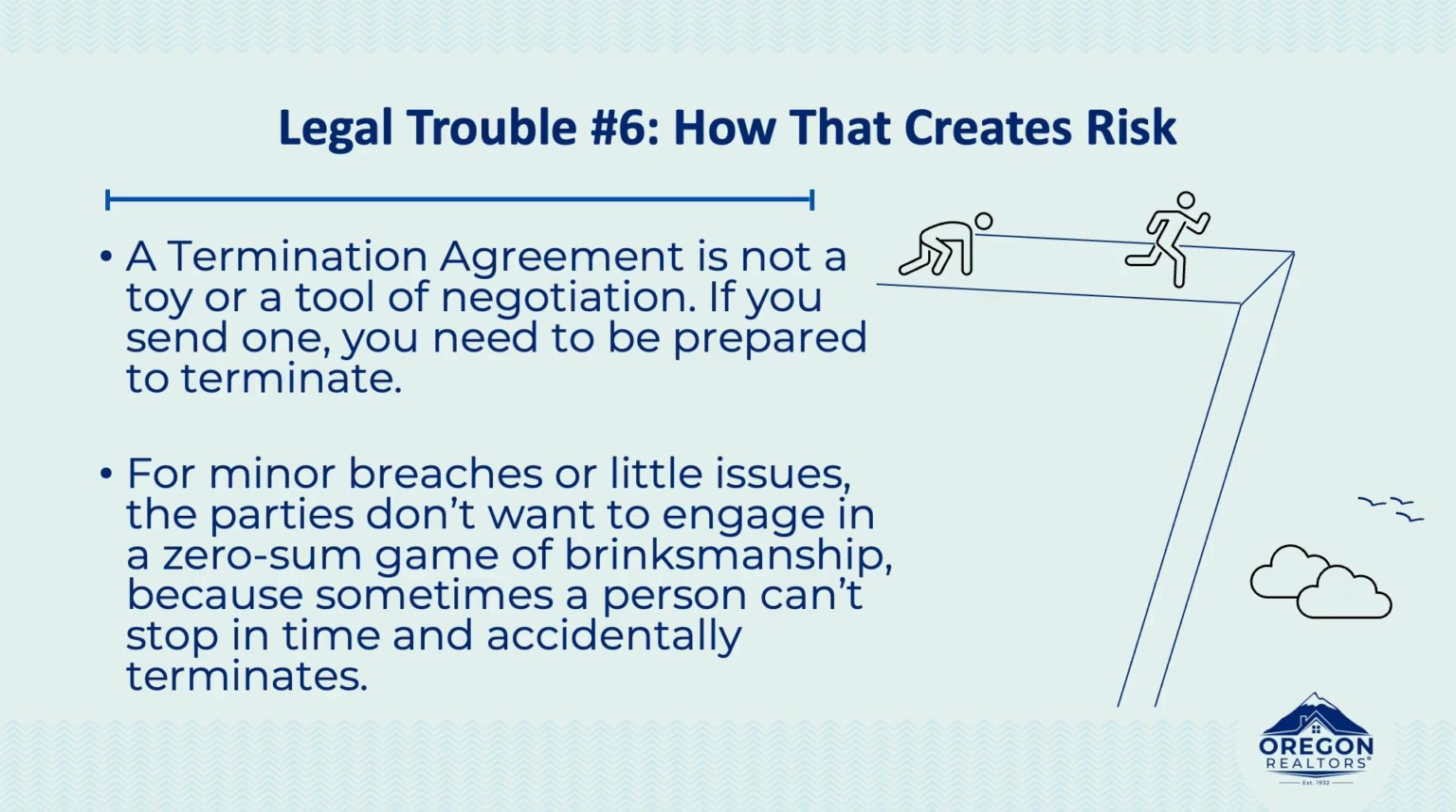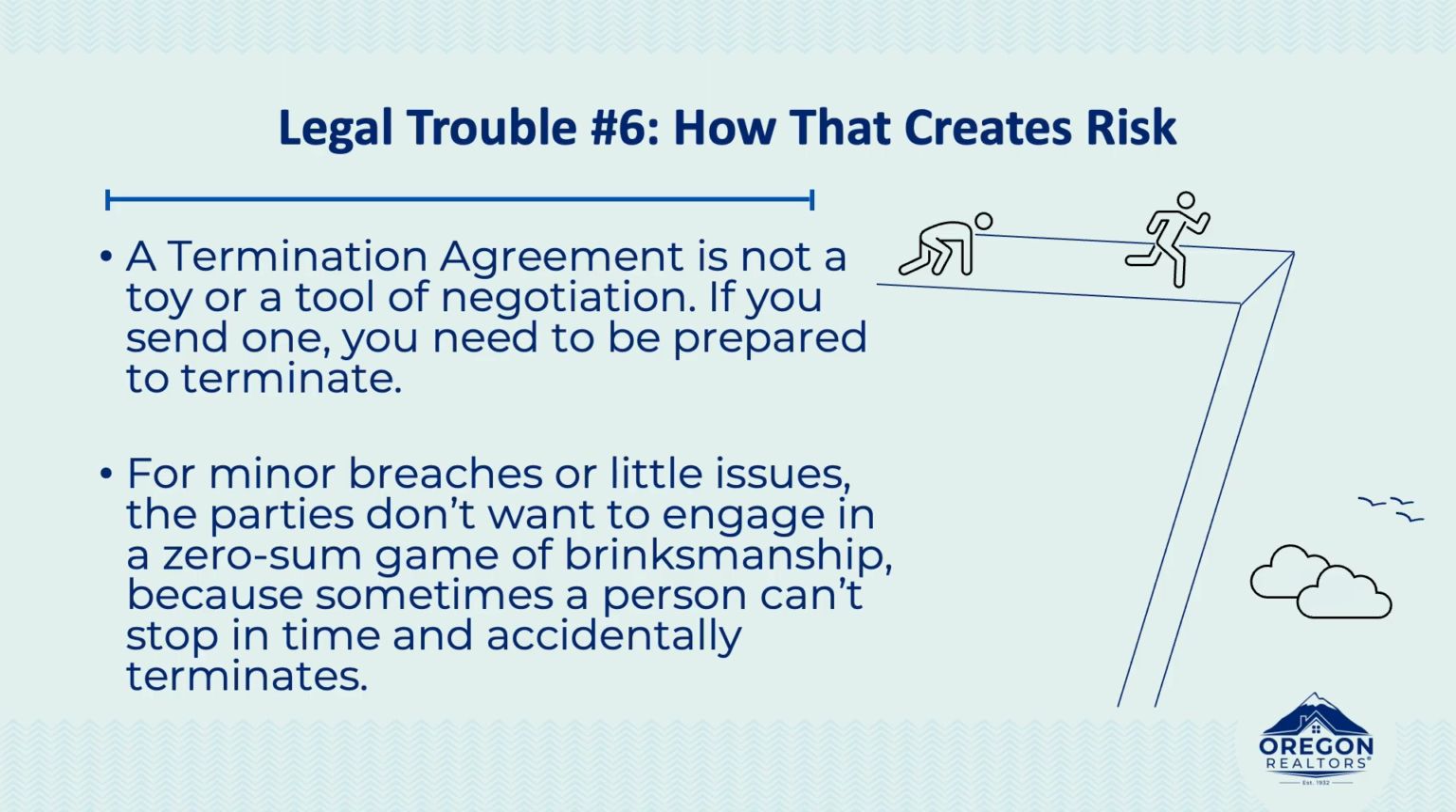It is brinksmanship. For minor breaches, for little issues that you want to get fixed, a zero-sum game document is not going to be successful. You sometimes just want the person to do the thing, but you aren't so upset about it that you're willing to end the contract. What you don't want to do is send a termination agreement expecting it to be a negotiation item and then accidentally have a termination.